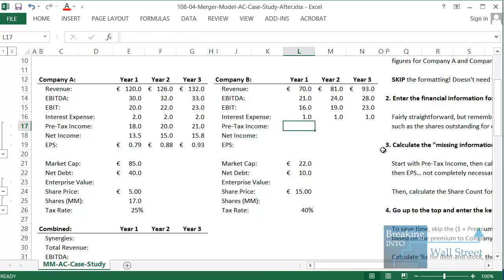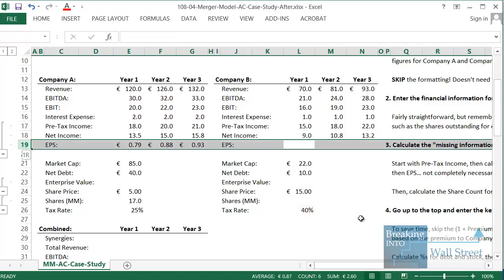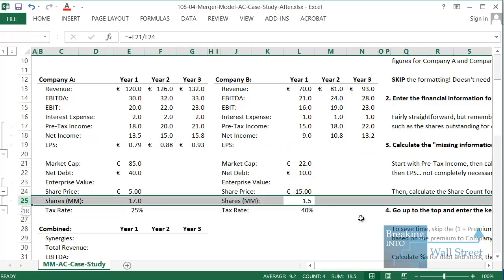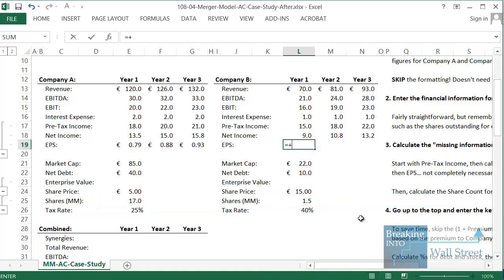Then for company B, let's go in and do the same thing. Let's take our EBIT and subtract our interest expense here. Net income, same idea, pre-tax income times 1 minus the company's tax rate of 40%. Copy that across. Earnings per share, again, we need the share count, so let's take our market cap, divide by the share price, 1.5 million shares, and then earnings per share, net income divided by that share count. I'll anchor that with F4 and copy that across.